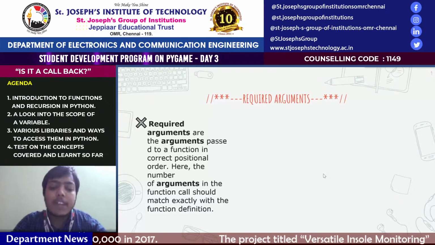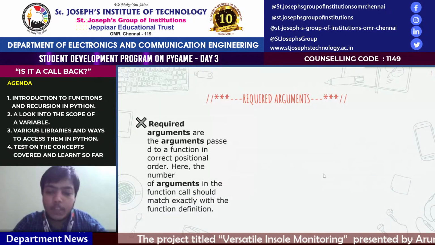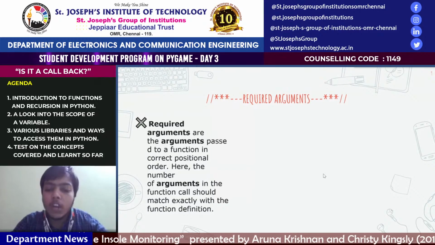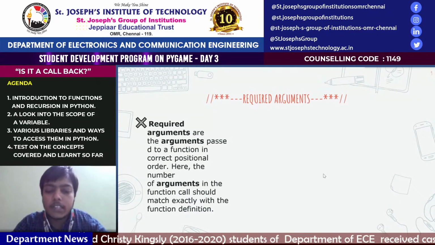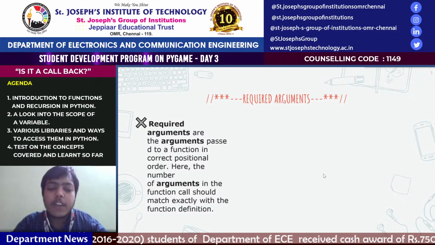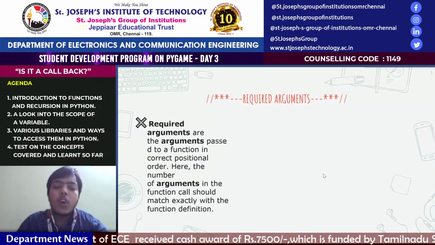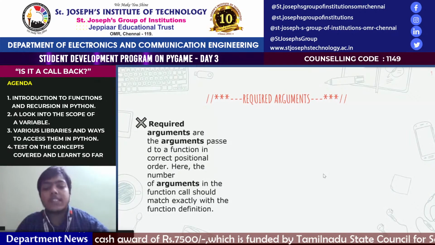By default, a function must be called with the correct number of arguments, meaning that if your function expects 2 arguments, you have to call the function with 2 arguments, not more or not less. If you try to call the function with 1 or 3 arguments, you will get an error when you are having 2 arguments as a must. Okay, now let us see an example.